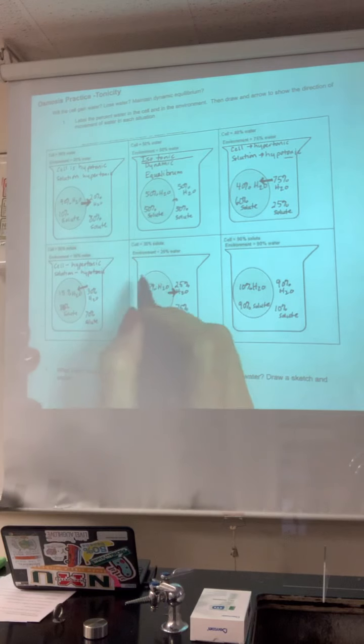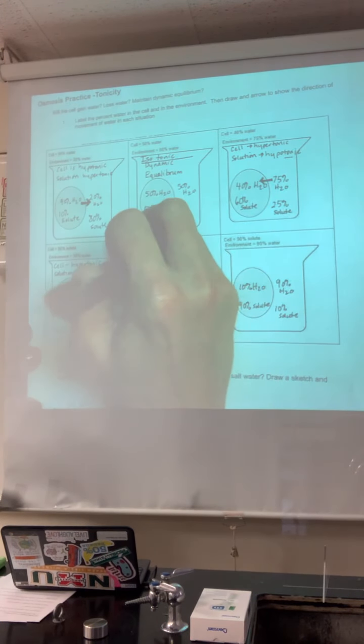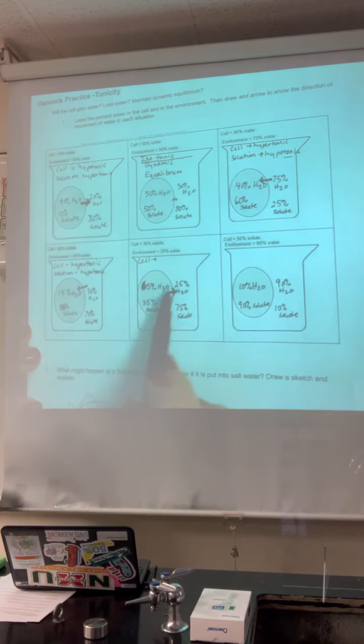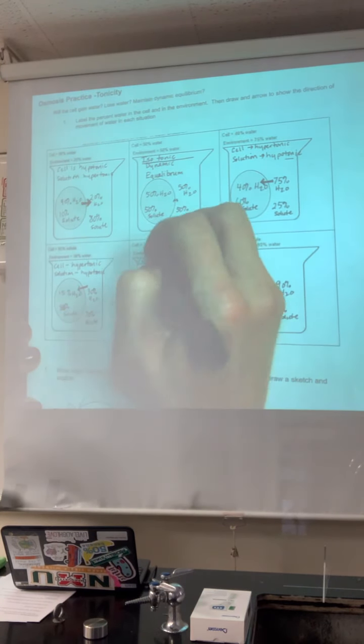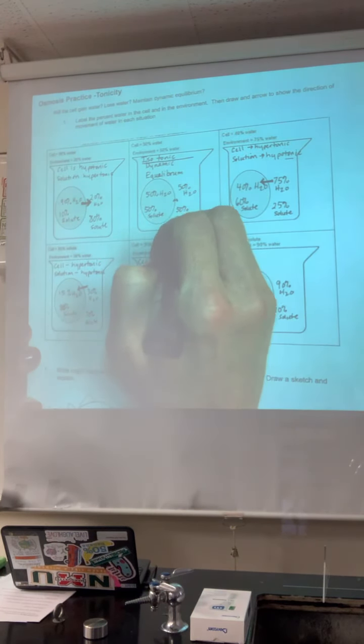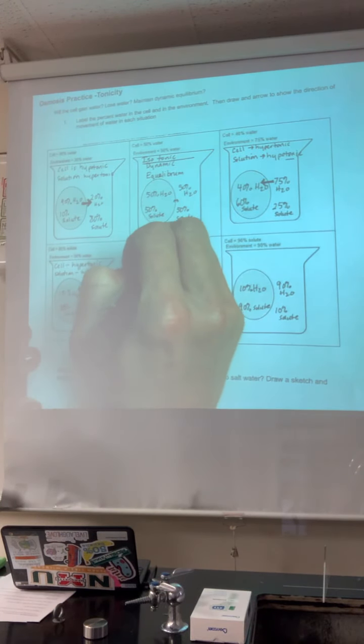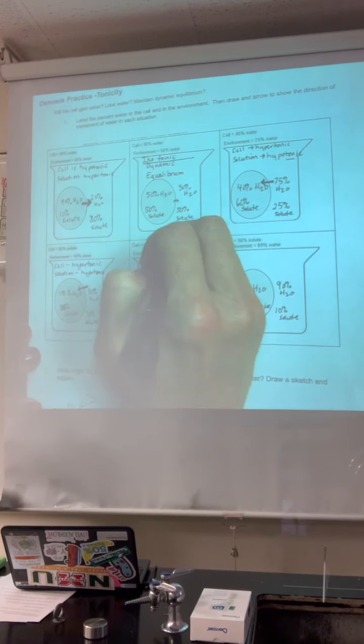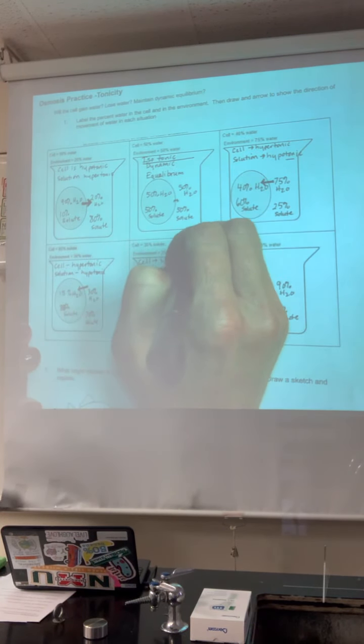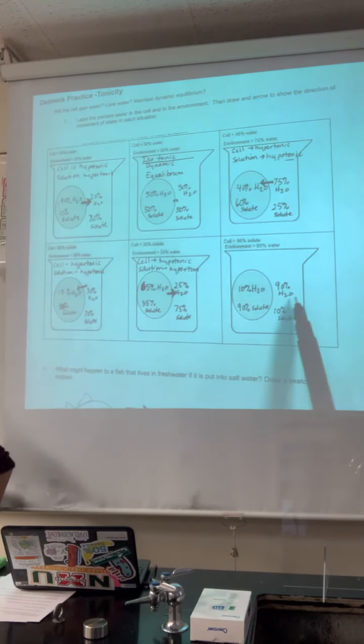So what would the cell be? Yell out hyper or hypo or isotonic. The cell has more H2O, so it's hypo. The solution, hyper, yeah. Good.